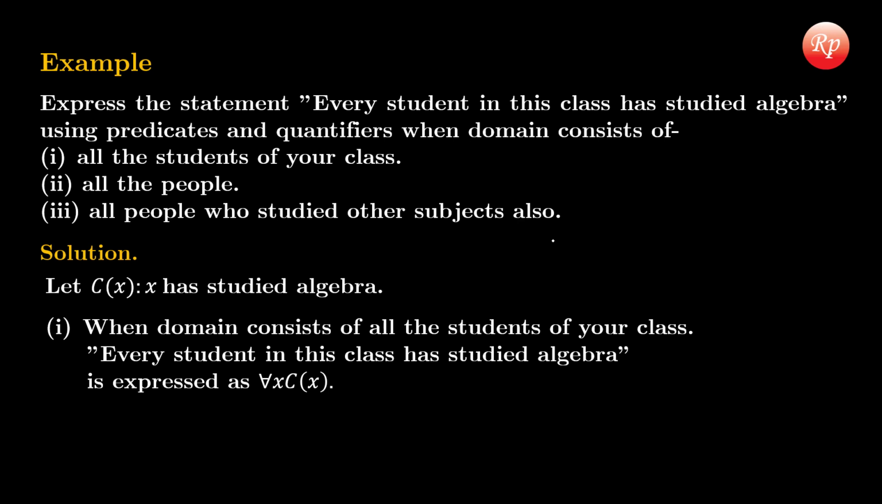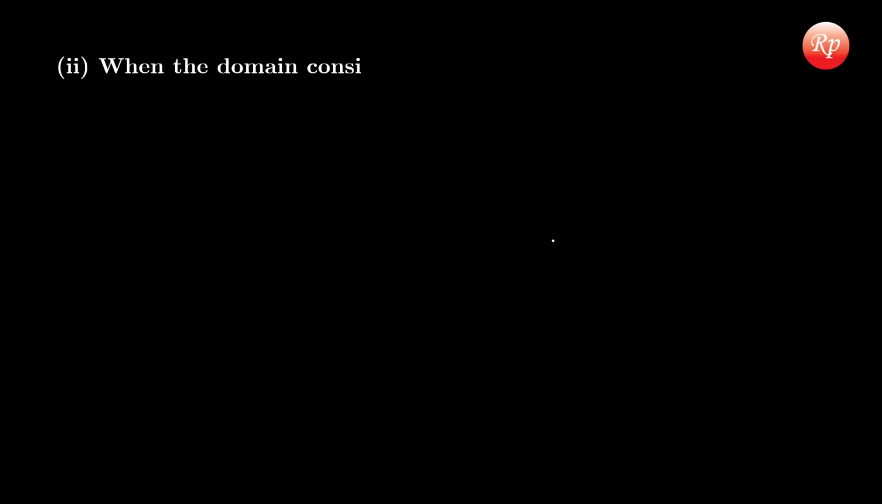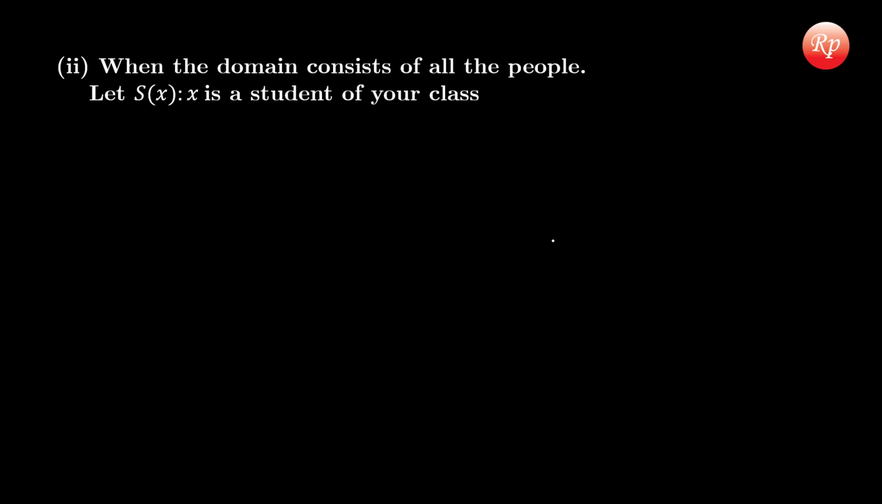Now in the second case, all the people. When the domain consists of all the people apart from the students in your class, then you have to first identify the student. When you pick any arbitrary person from this domain, then you must ensure that this person is a student of your class. So for this purpose, we have to define another predicate, Sx, where x is a student of your class.